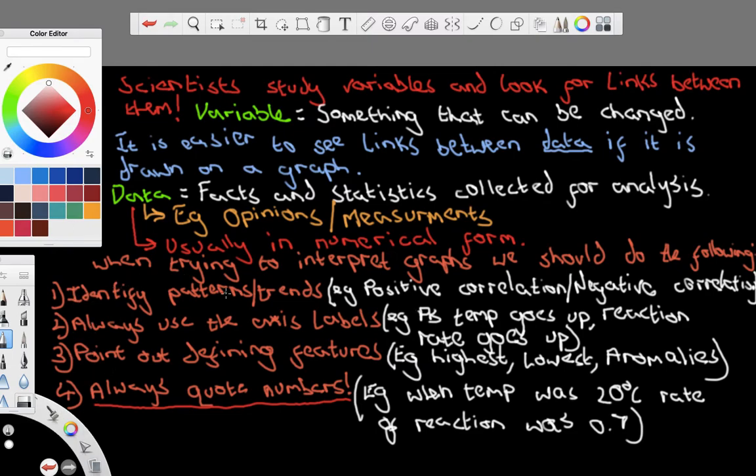You should always say any patterns. Is there a positive correlation? Is there a negative correlation? Is there no correlation at all? You should always refer to the axis labels. So as temperature goes up, reaction rate goes up. Notice how I'm talking about the X and the Y axis. Point out defining features. What was the highest value? What was the lowest? Were there any anomalies? And finally, always quote numbers. So you need to back this up. You need to back up everything you've said by saying, for example, when temperature was 20 degrees Celsius, the rate of reaction was 0.7.